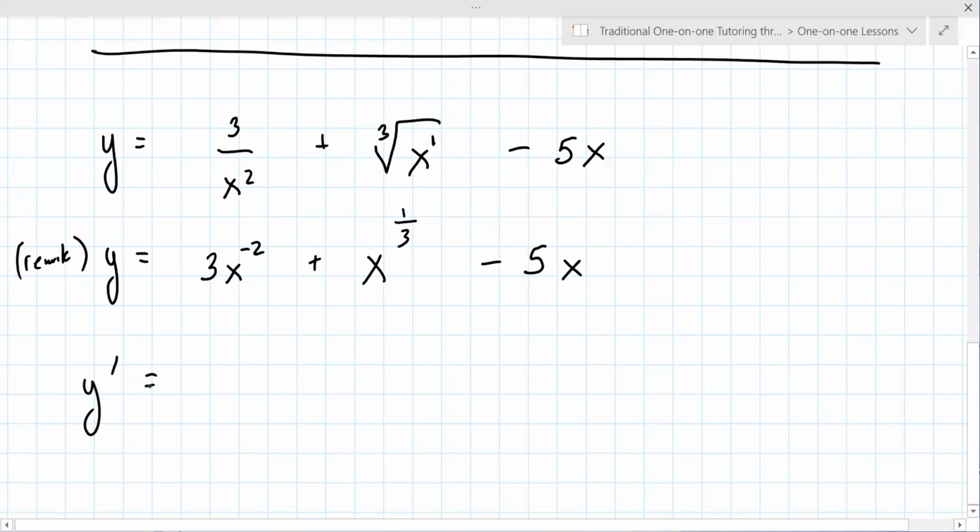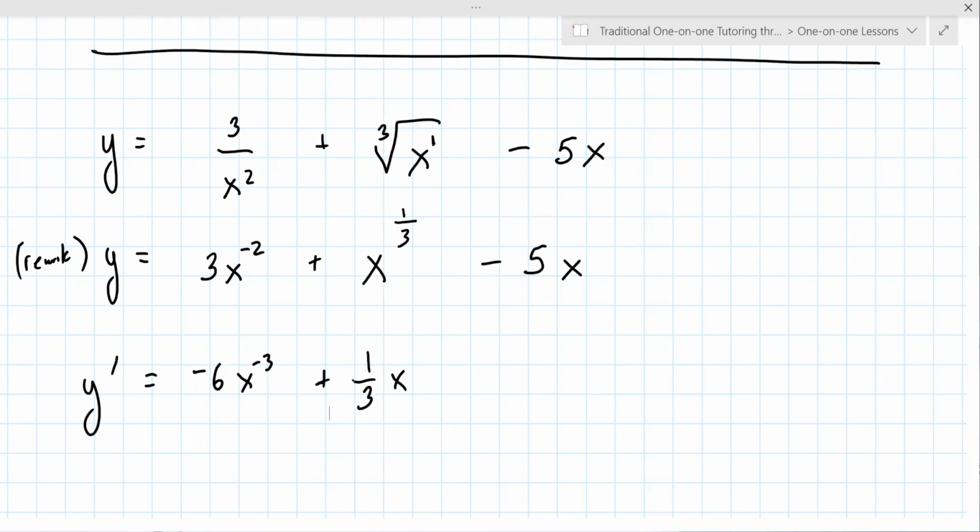Okay. So now take your derivative. 0 or no? Well, no. This is just a rewrite. You're not actually doing any calculus. This next step is where you do the calculus. Okay. Now you're ready to use your power rule. No, this is negative 6x to the power of negative 3. Good. Plus 1/3 x to the power of negative 2/3. Yes.